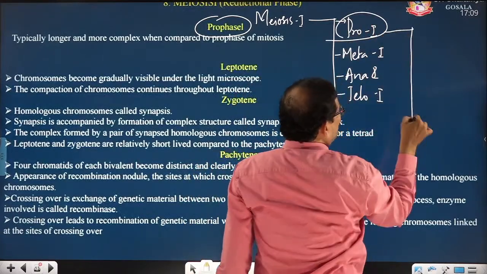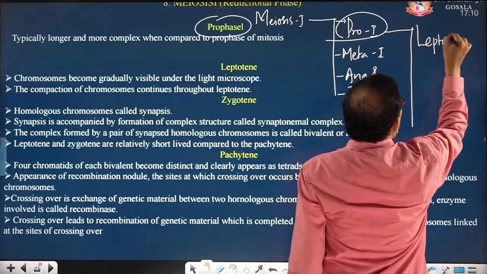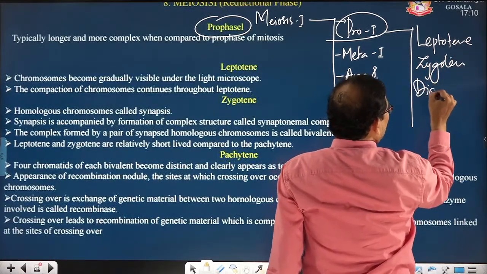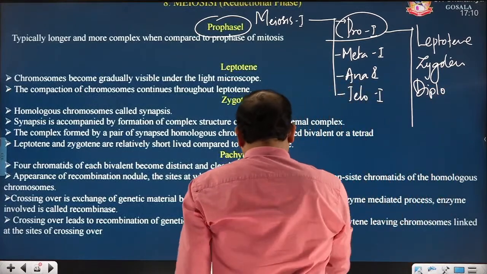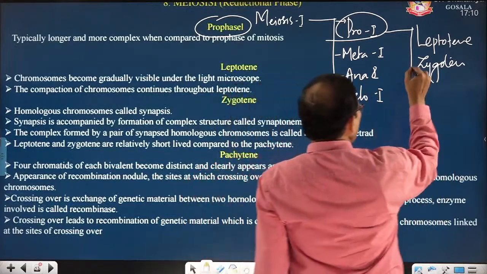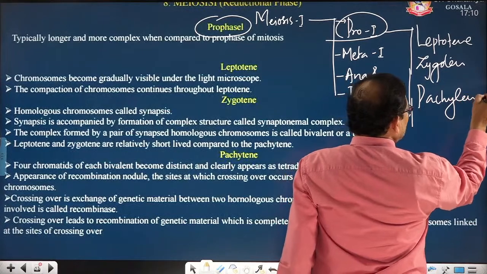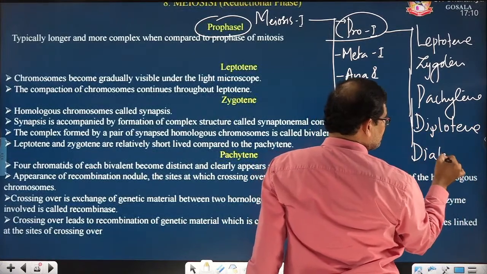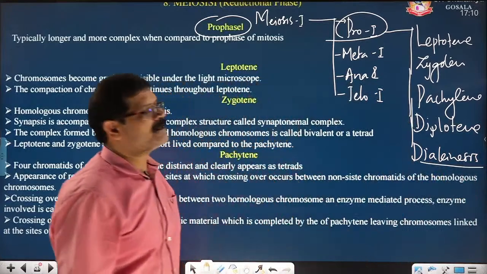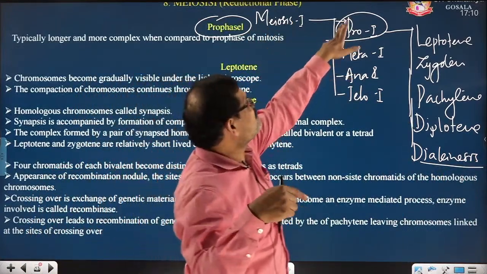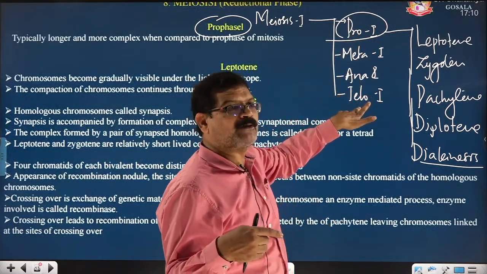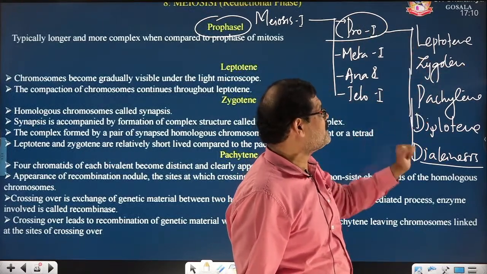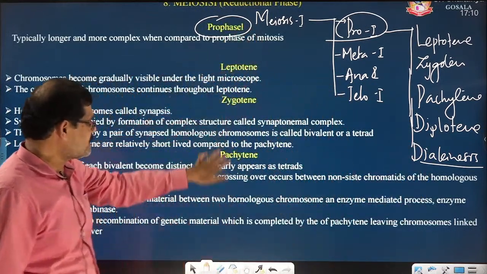Prophase 1 is again divided into 5 stages, which are called the leptotene stage, next zygotene stage, next pachytene stage, next diplotene, and next diakinesis. See here, meiosis 1 is divided into 4 stages: prophase 1, metaphase 1, anaphase 1, telophase 1. This prophase is again divided into 5 substages: leptotene, zygotene, pachytene, diplotene, and diakinesis.